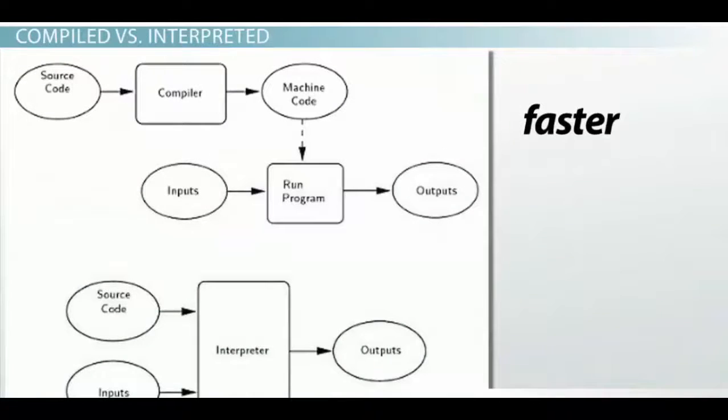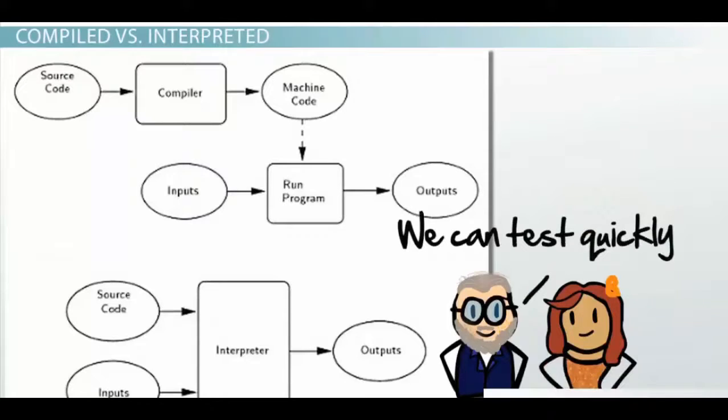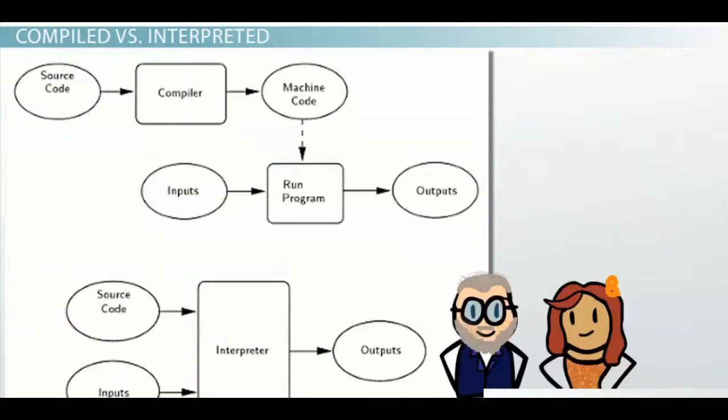Compiled code tends to be faster since the translation is completed in one step prior to the actual execution. Interpreted code, on the other hand, is more flexible and can be run interactively. For example, using interpreted code, you can try out a few lines of code to see if they work very quickly without having to go through the steps of compiling and executing the program.